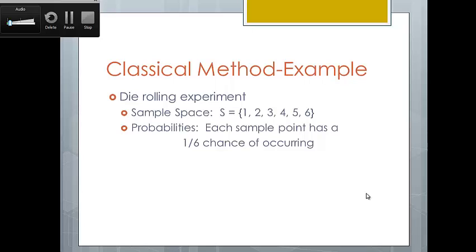So here, the classic example, again, as I was saying before, the die rolling experiment has a sample space of 1 through 6. Sample space is all the potential outcomes that could occur in each event that we run this experiment. So each sample point has a 1/6 chance of occurring because they're all equally likely. So the probability of any of the events occurring within that sample space is 1/n, where n is the number of elements within the sample space. And again, that occurs when each potential outcome is assumed to be equally likely.